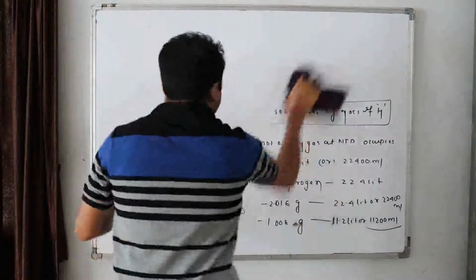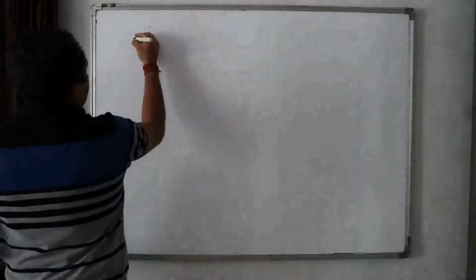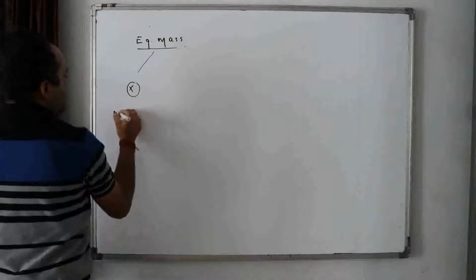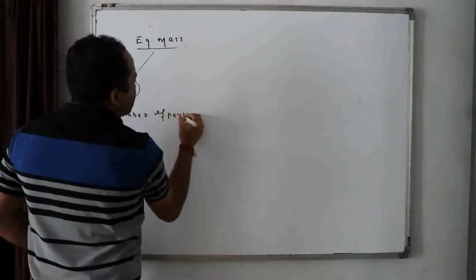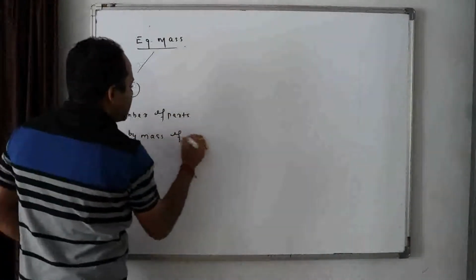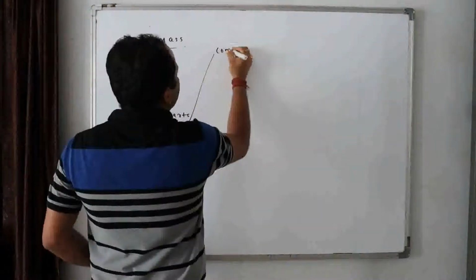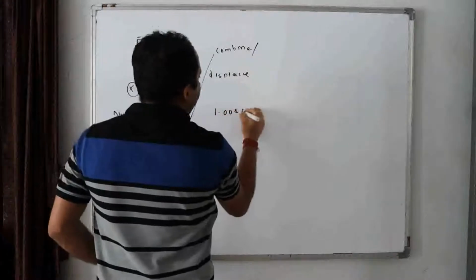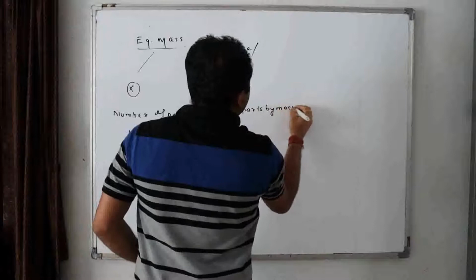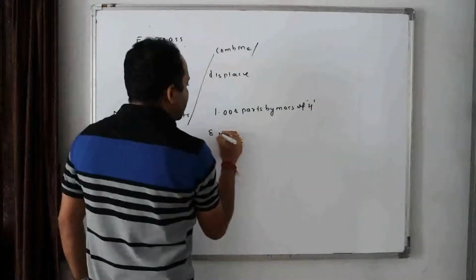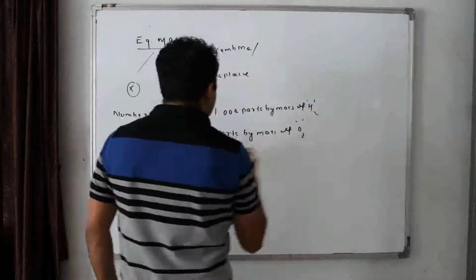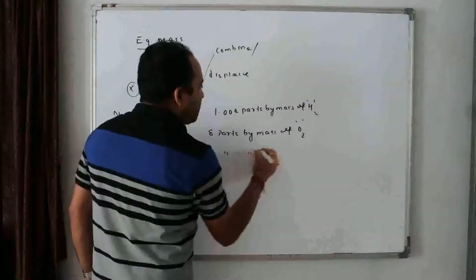What is that analysis? The analysis is: equivalent mass, just to symbolize, of a substance X is the number of parts by mass which can combine or displace what? 1.008 parts by mass of hydrogen, or 8 parts by mass of oxygen, or 35.5 parts by mass of chlorine.